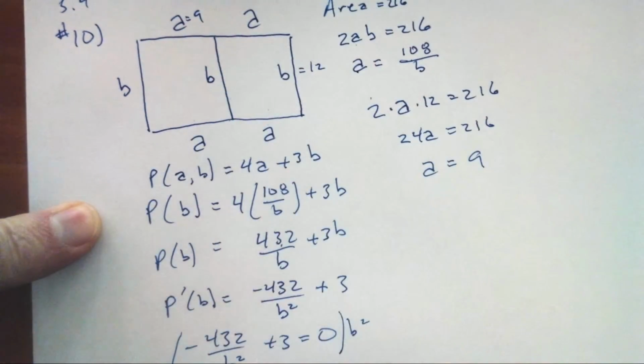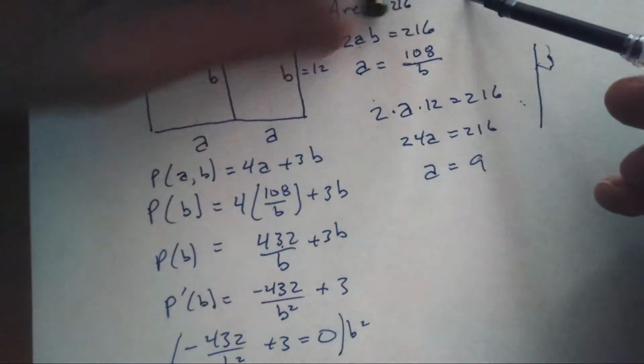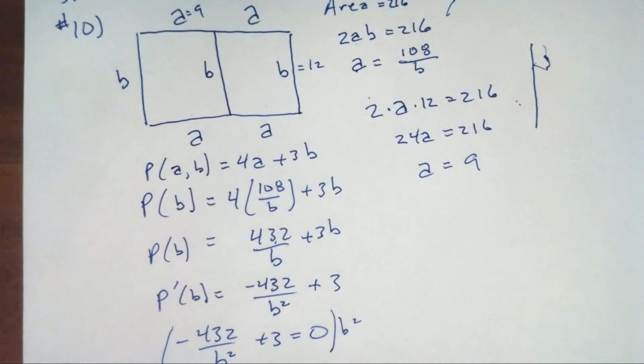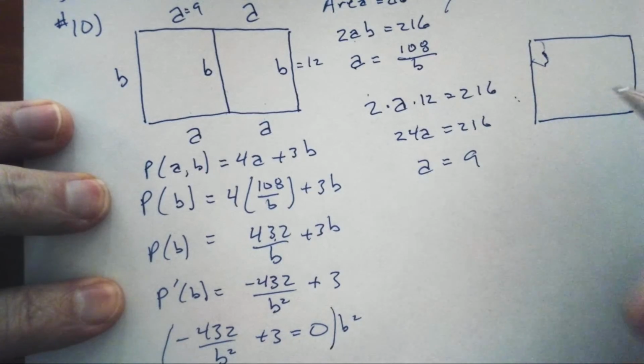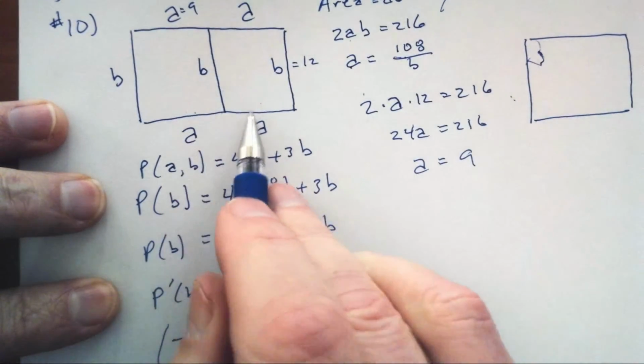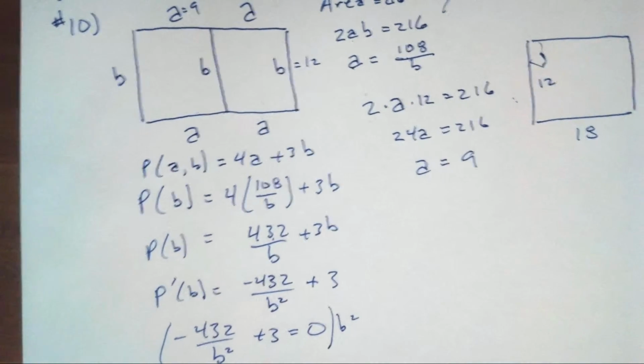So A is 9. So if I redraw our rectangle over here, so my pen falls apart. I love these pens. I need a sponsorship by them. I'm sure that was my fault and not the pens. My dimensions of my rectangle, 9 and 9, I've got 18 by 12.